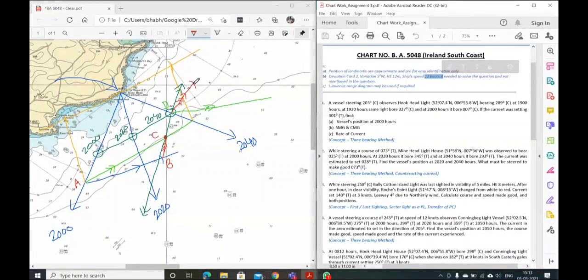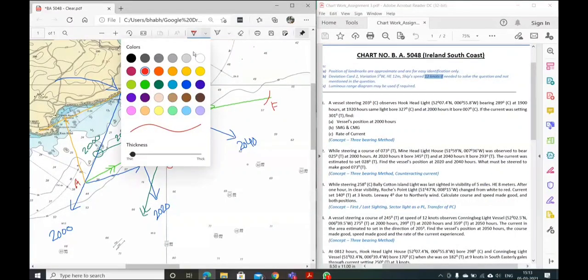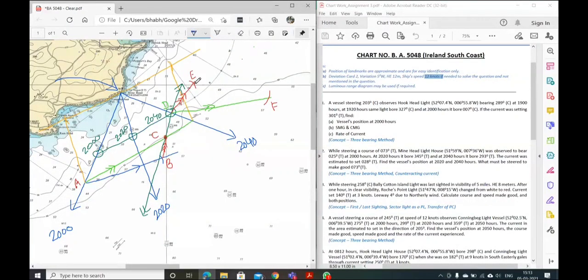So you keep your compass at point E, you can call it point E. Open it up equal to 12 miles and you cut the CMG vector. Let us say it cuts somewhere here. You can call it point F. Now if you join E with F, this gives you the new course to steer to make good 073.